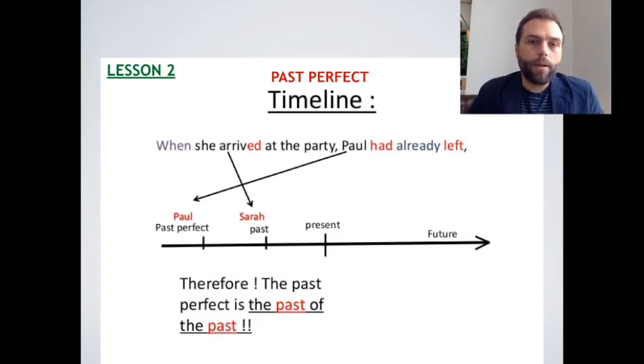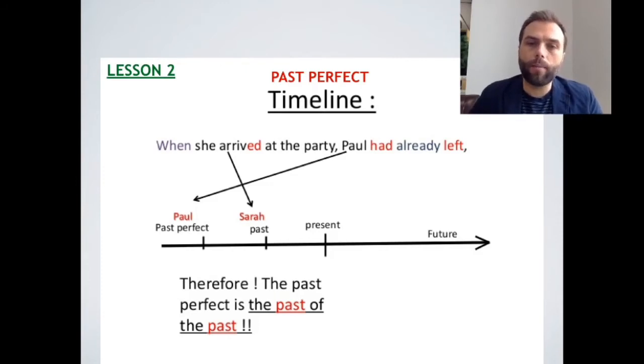So here's a timeline. Have a look at the sentence. When she arrived at the party, Paul had already left. Okay, now a timeline when we're dealing with tenses is quite a useful thing to present. Some students like to see this information visually, and it helps them to understand different aspects of tense like progressive and past tense, future tense, and so on.